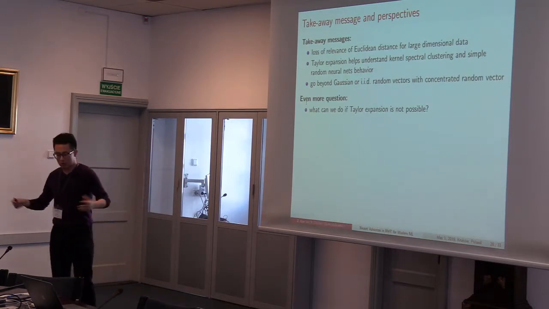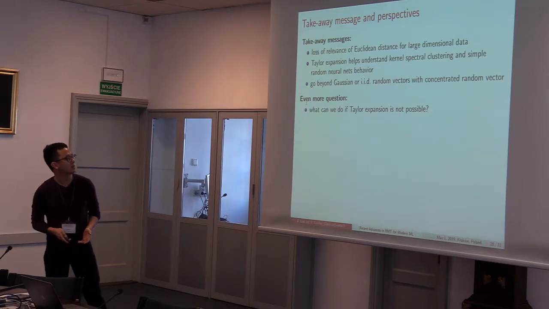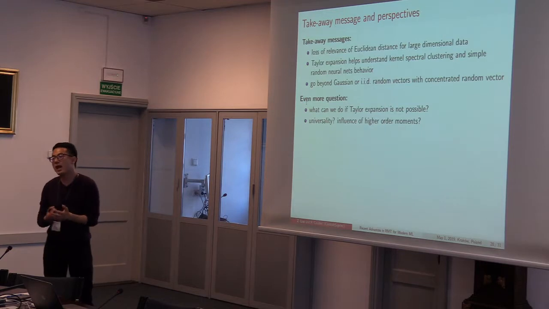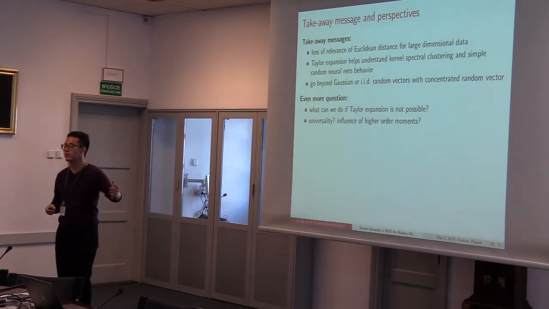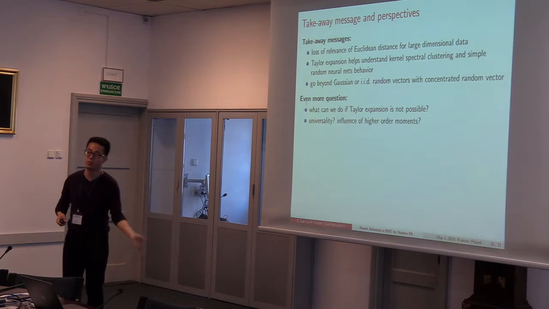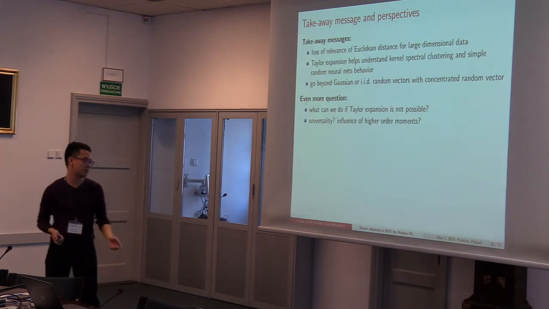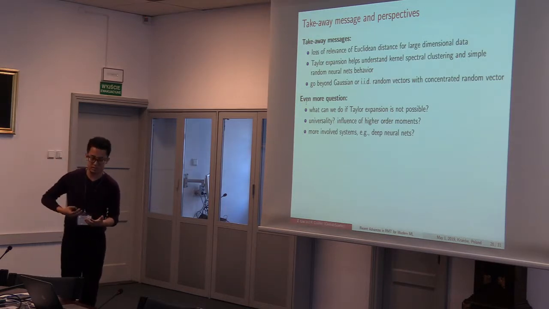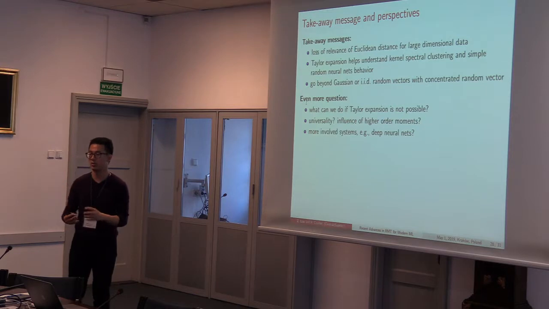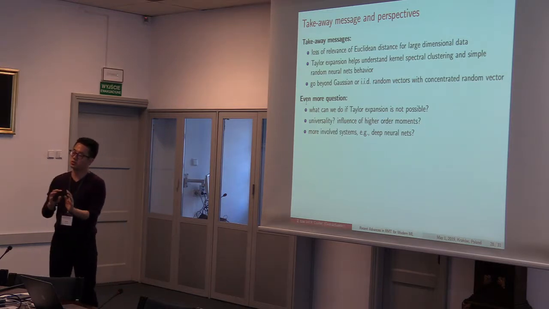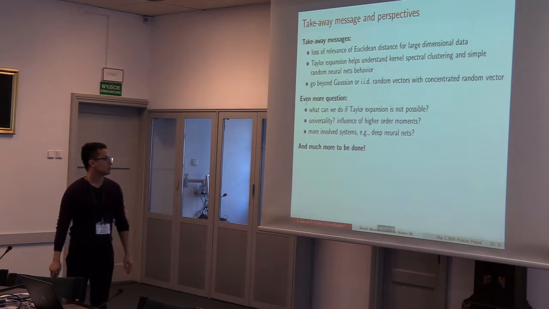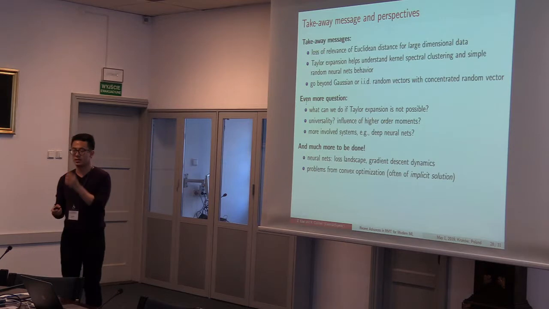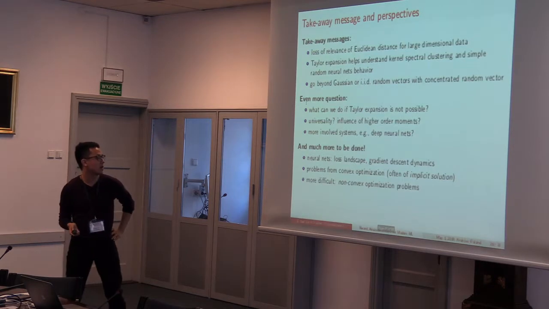But we often have even more questions. For example, what can we do if it is not possible to do Taylor expansion? Do we have so-called universality? What is the influence of higher order moments? Because I just played with Gaussian, we have only the first and second order moments. And what about deep neural networks? I haven't mentioned implicit solutions, where the object you are looking for is just a solution of an optimization problem. And there is much, much more to be done. Gradient descent dynamics, I think Andrew is going to talk about this afternoon.